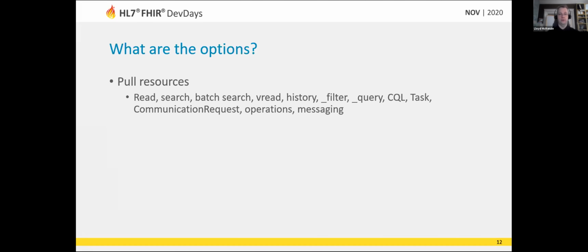There's underscore query, where you're essentially defining a custom operation that behaves like a search and can be combined with other search parameters. And that's not one I've seen implemented terribly widely, but it's available.